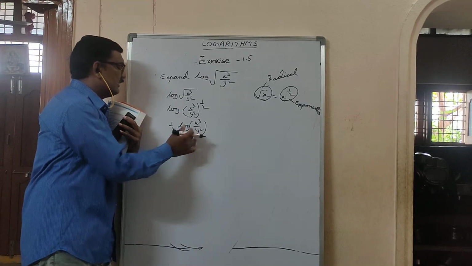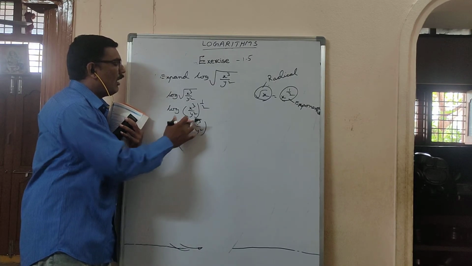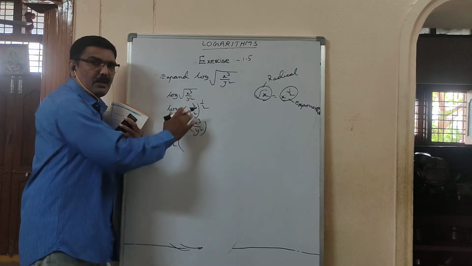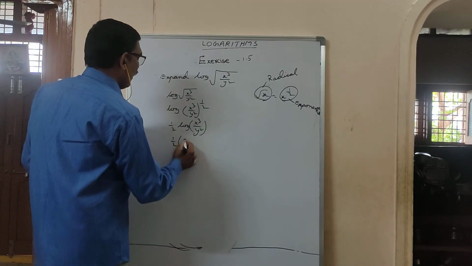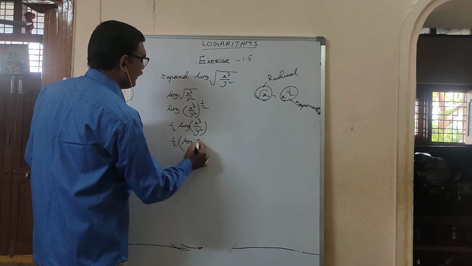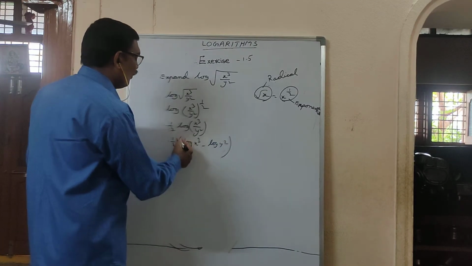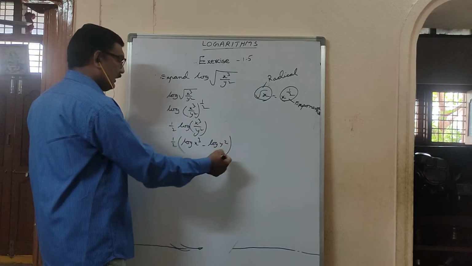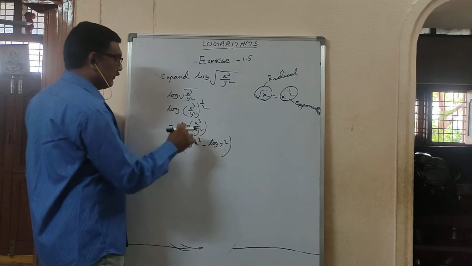Seeing this half as it is, open the brackets. Log m by n means log m minus log n. So log m means x cube, n means y square. If you don't write this bracket, it is wrong, because this half belongs to both the terms.